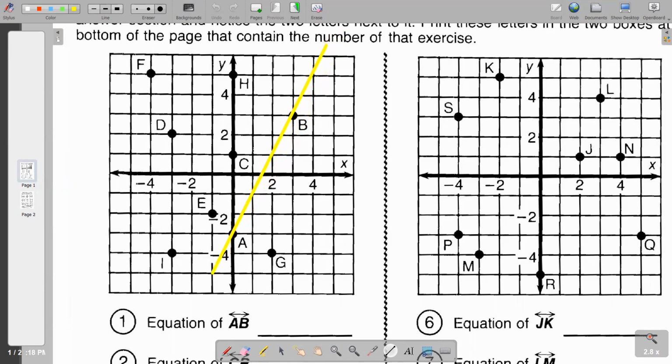My color choice could not be any worse, but you know what? Let's just go with it. So I've got myself a line, and now what I need to do, in that little blank next to the problem, is write the equation.